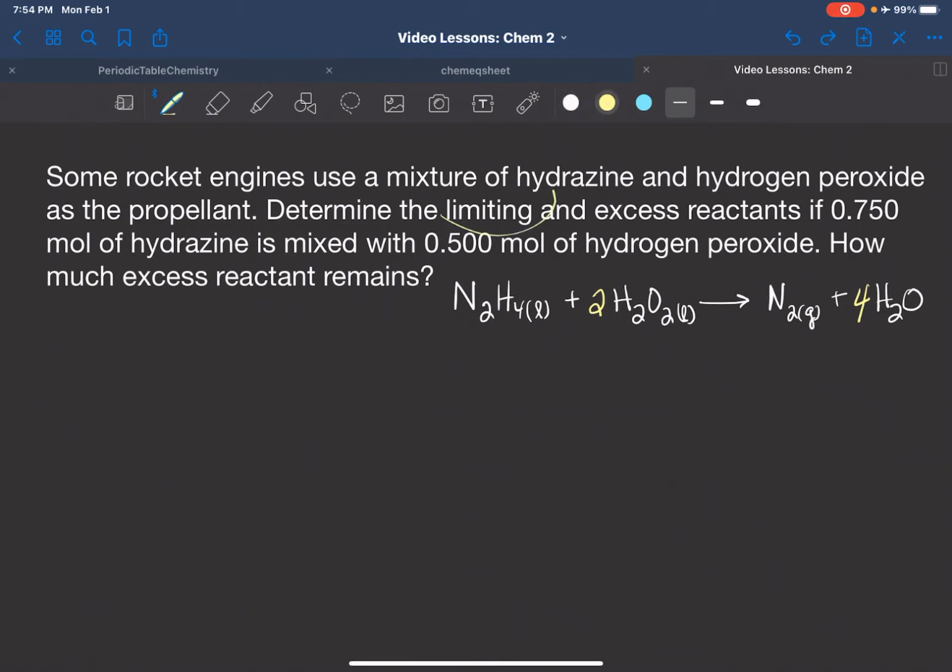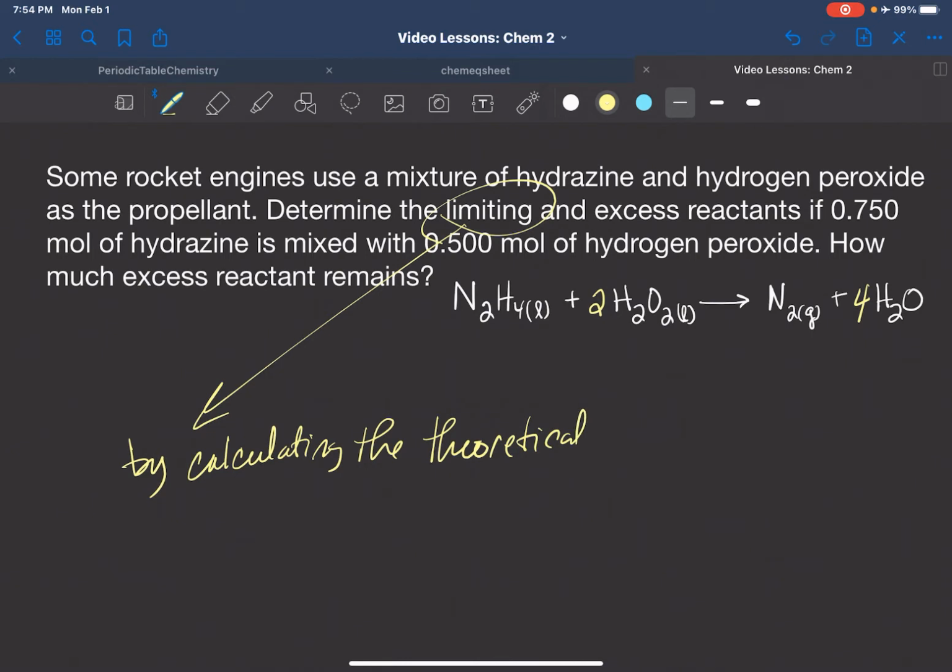So remember that the limiting reactant, we determine that by calculating the theoretical yield, but we want the one that is the least amount. So what that means is we pick a reactant. It doesn't matter which reactant you pick. Or you just pick a product, and then you calculate both of your reactants to that one product. So I misspoke a second ago.